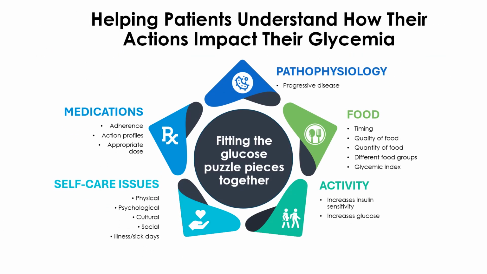So helping patients understand how all of the actions that they take just to live with diabetes can impact their glycemic results. A CGM can show them all of that. So they can show them whether they're needing more insulin because their disease is progressing. They can show whether the timing or the quality or quantity of the food or different food group combinations, the glycemic index is going to impact the glycemic outcomes.